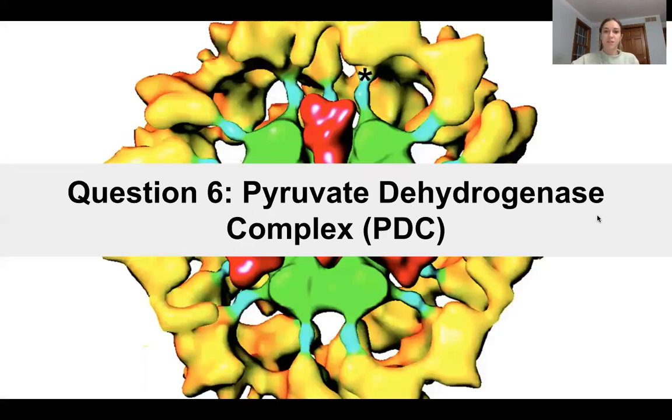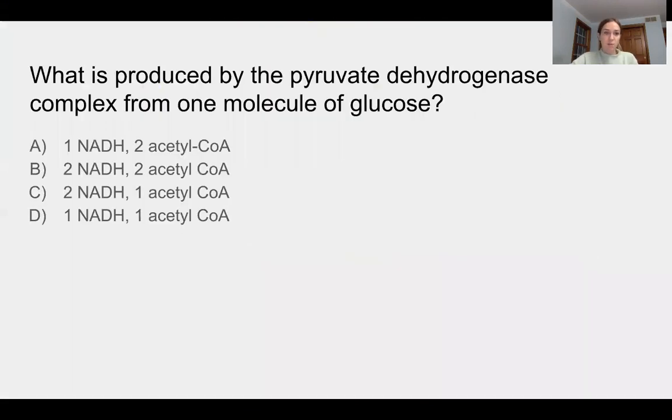All right, so question 6, we're going to talk about the pyruvate dehydrogenase complex. What is produced by the pyruvate dehydrogenase complex from one molecule of glucose? This is what I was emphasizing before, to pay attention to if we're asking about one cycle or one round of PDC, or if we're asking about per molecule of glucose. So take a second here and pause the video, give yourself a minute to answer the question.